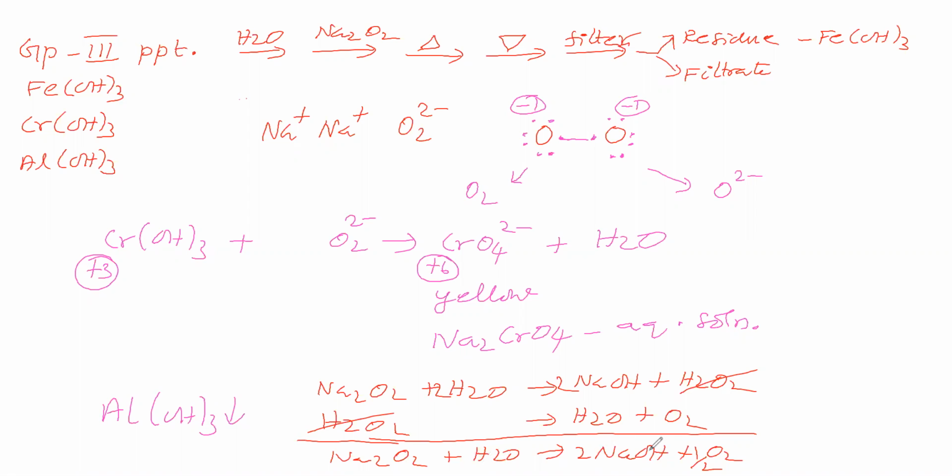Now the sodium peroxide solution contains sodium hydroxide. It is an aluminum hydroxide white precipitate. Aluminum hydroxide, in the presence of excess sodium hydroxide, will form an oxysalt which is soluble in water. This aluminum hydroxide white precipitate with excess sodium hydroxide dissolves due to formation of an oxysalt which is soluble in water.